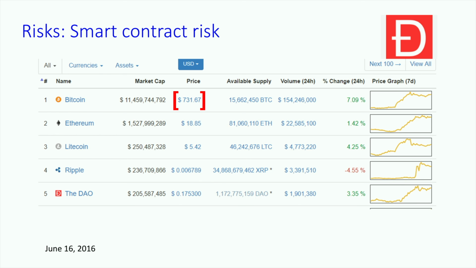Check that out. The price of Bitcoin, $731, which is much different than today. Ethereum, $18.85. And notice that the number 5 token here, we've got Litecoin, we've got Ripple, and then the number 5 token is the DAO. You can see the available supply of DAO, you see the trading volume, and you see the price at about 17 cents. The total capitalization is $200 million, which again is a large chunk of Ethereum.